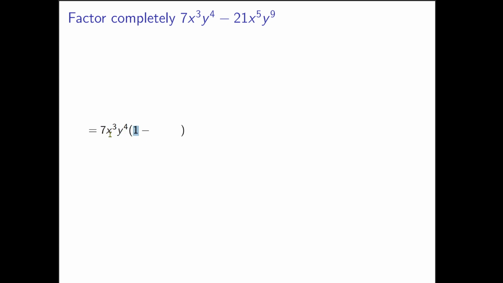It's too easy to just leave off anything at all, but then there'd be nothing for this to distribute to. So there does have to be a 1 there, since this times a 1 is equal to 7x to the third y to the fourth. And then the minus sign's already accounted for, so we have 7x to the third y to the fourth times whatever we fill in after the minus sign, which will give us 21x to the fifth y to the ninth. So for the numbers part, we're going to need a 3 here, and then we need x to the 2 and y to the fifth, right?